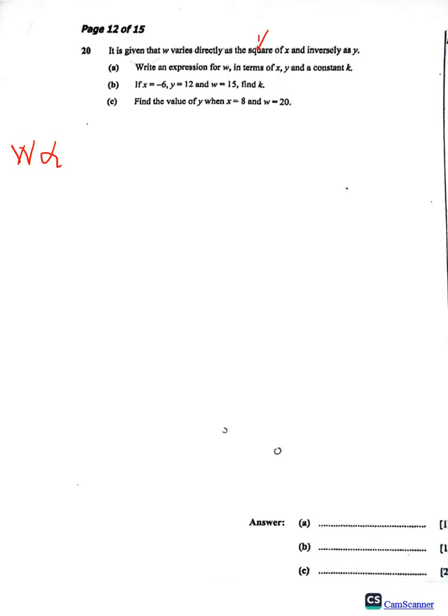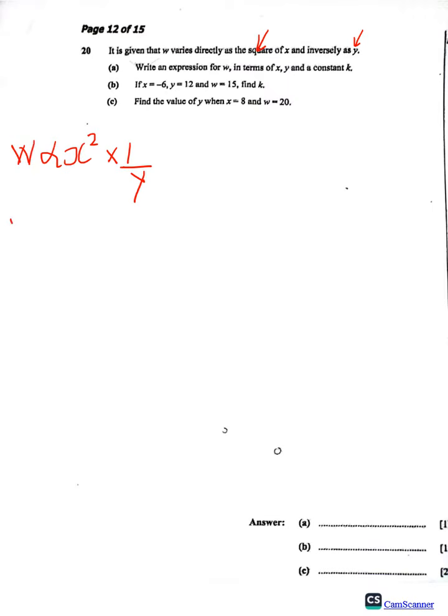So this mathematics language here is also very important. Whenever you hear the term square, that letter must be squared. So the x should be squared. Then multiply by the inverse of y. The inverse is written as 1 over that particular letter, so 1 over y, since y is inversely.